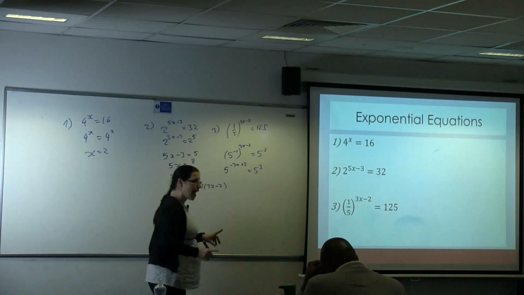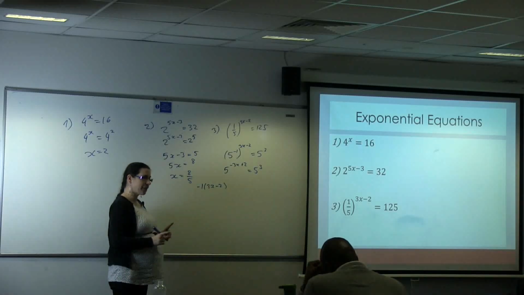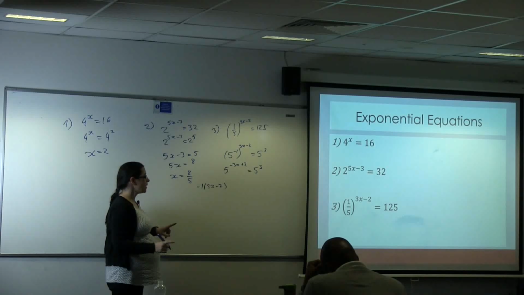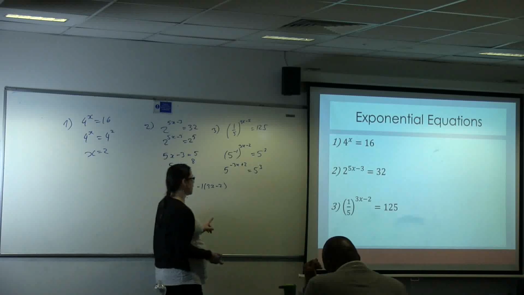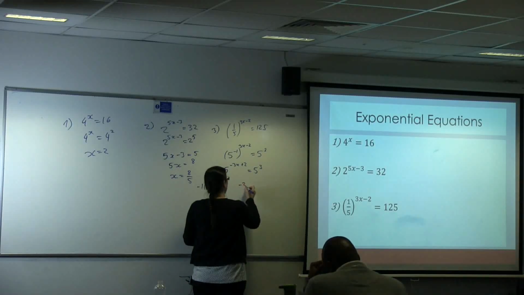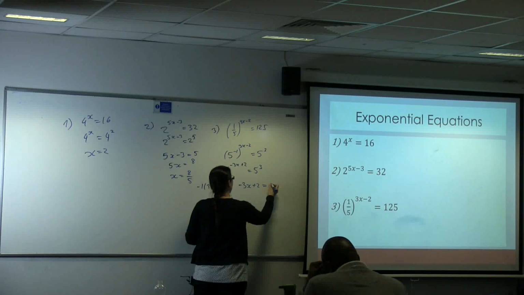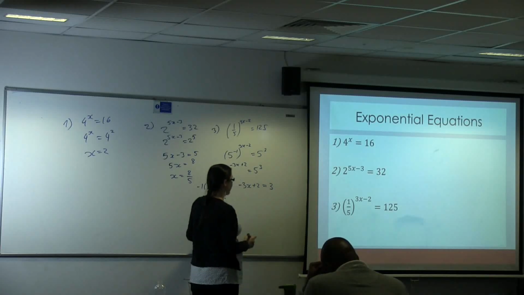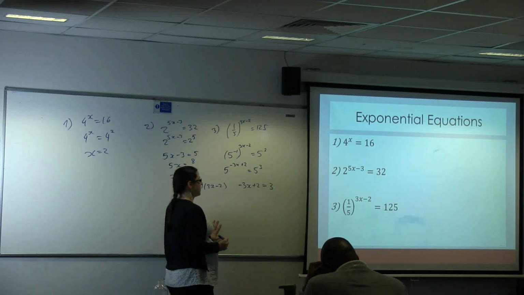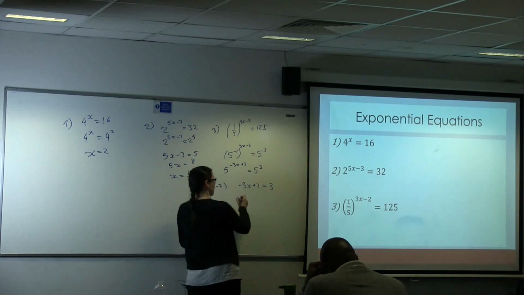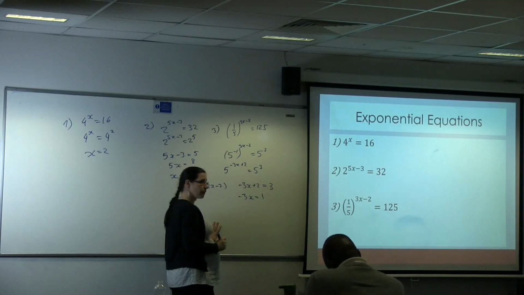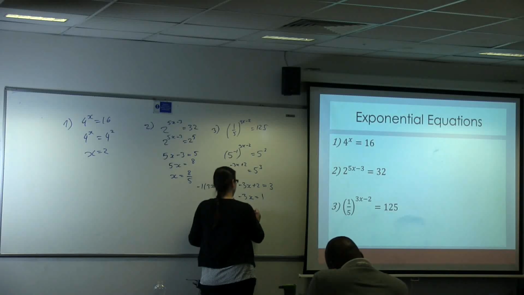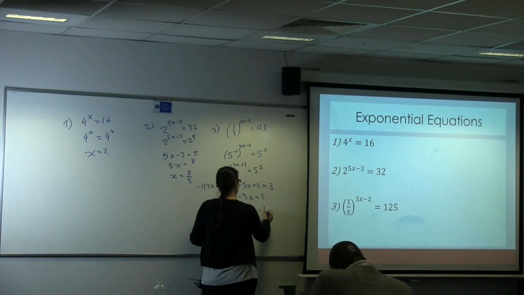And now I have got the same bases. So if the bases are the same, the powers have to be the same as well. Otherwise, the equation will not hold. So minus 3x plus 2 has to be equal to 3. So take away the 2. Minus 3x equals positive 1. Divide by the minus 3, so x has to be equal to minus 1/3.